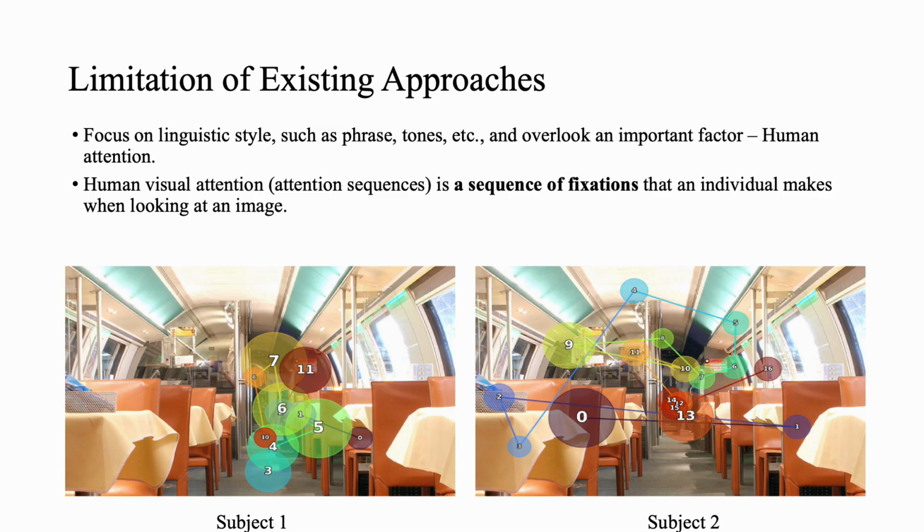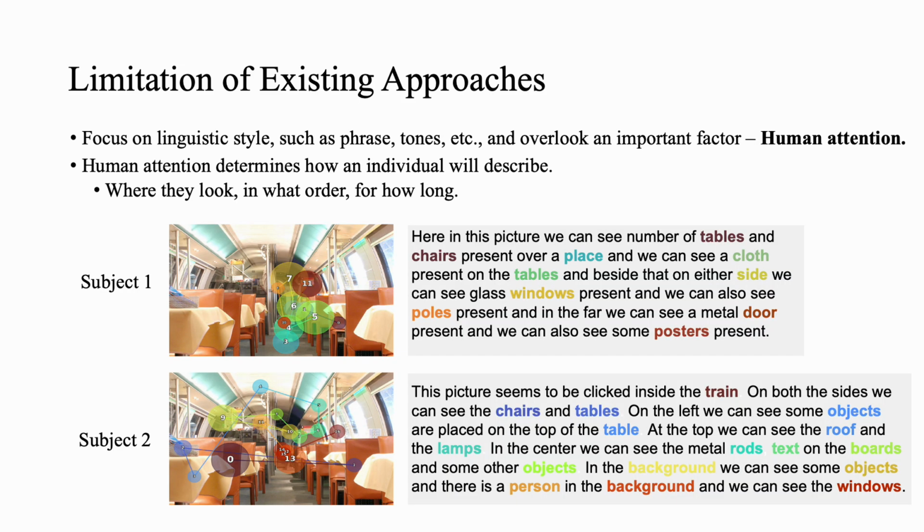Take the figure as an example. Each circle is a fixation point that the human is viewing. The size of the circle indicates the duration that the human is viewing this point, and the numbers indicate the order of those fixations. So from the figure, we can see that different subjects viewing the same image have really different fixation patterns.